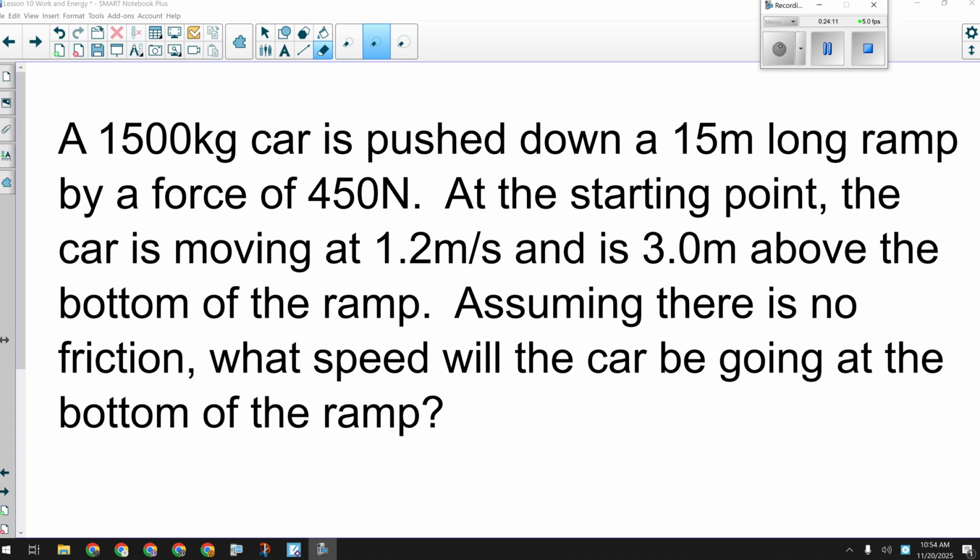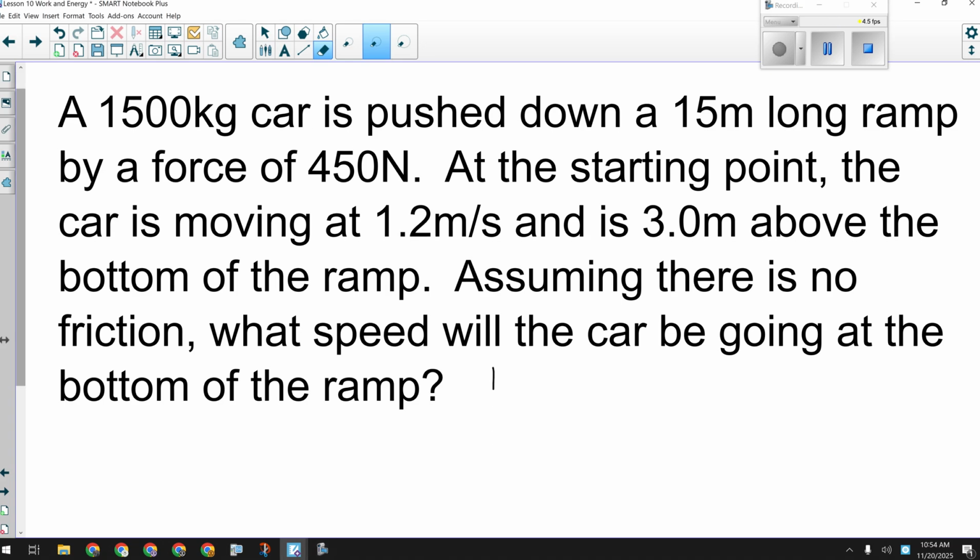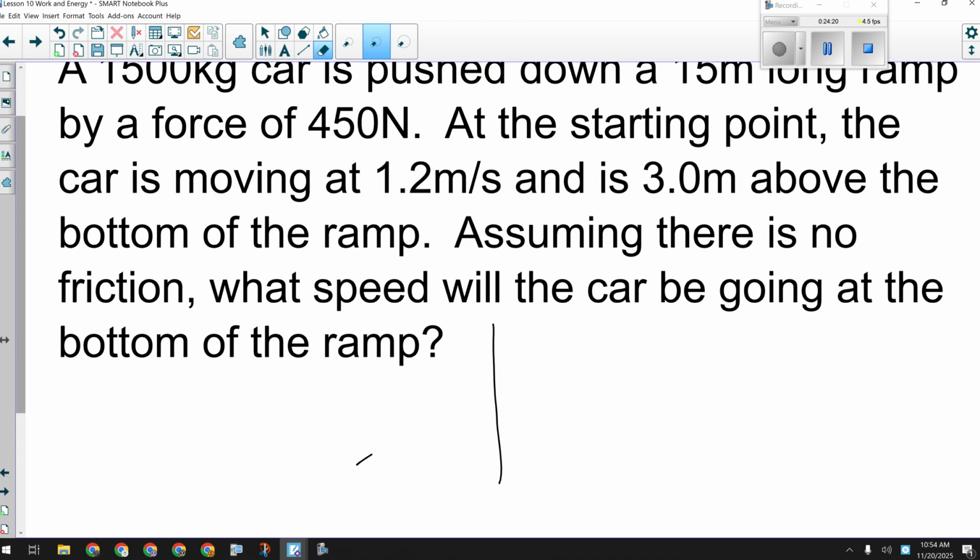All right, so let's solve it the first way. I'll kind of split the screen here. So I'll do Newton on that side and I'll do energy on this side. Well, actually, let's draw the picture first so we have it.